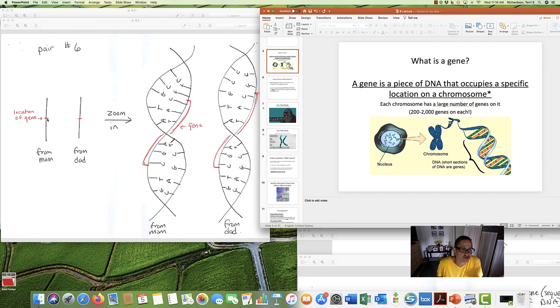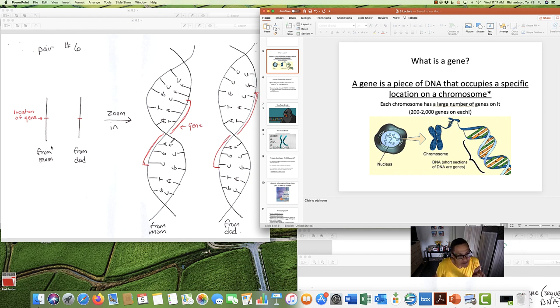I don't know what it's a gene for yet. It's a gene for some type of protein. But right now we're just orienting ourselves to the understanding that on our chromosomes, there are locations where there are genes. And for every pair of chromosomes we have, we inherited one from mom and one from dad.